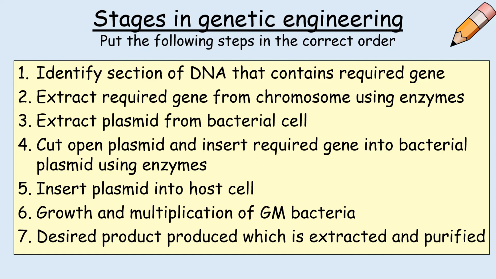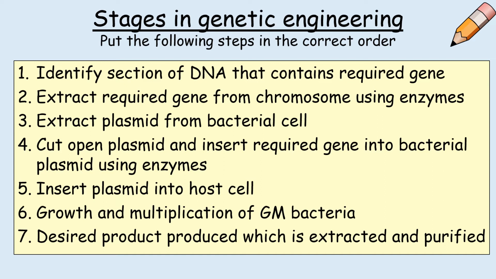Then for 5, you'd insert the plasmid into the host cell. And then for 6, you would grow and multiply the GM bacteria in nutrients. And then for 7, you'd get your desired product produced by extracting and purifying it.